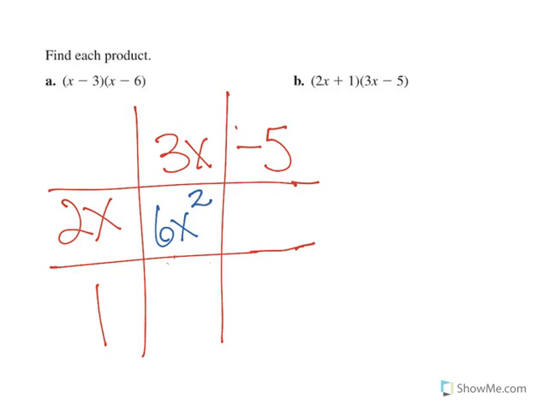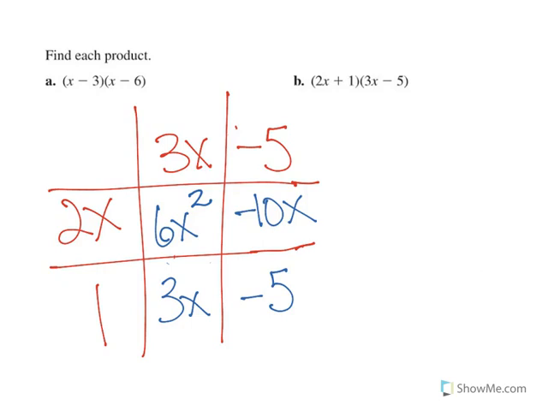Remember, x times x is always x squared. I keep saying that, but you're going to forget it. Don't forget it. And then 3x times 1 is 3x. Negative 5 times 2x is negative 10x. And 1 times negative 5 is negative 5.